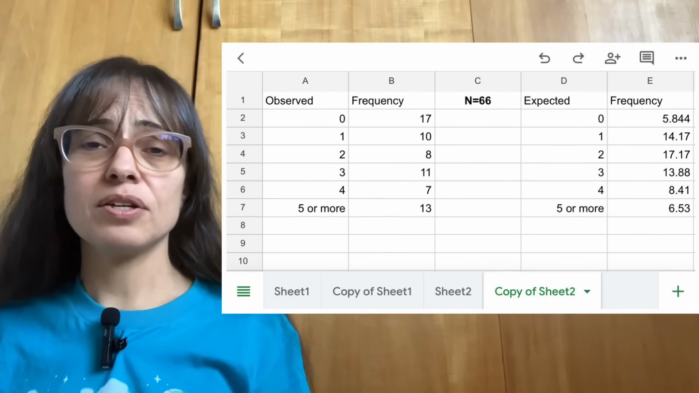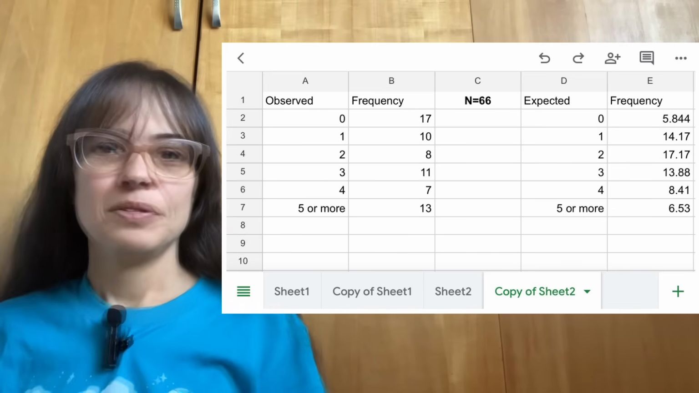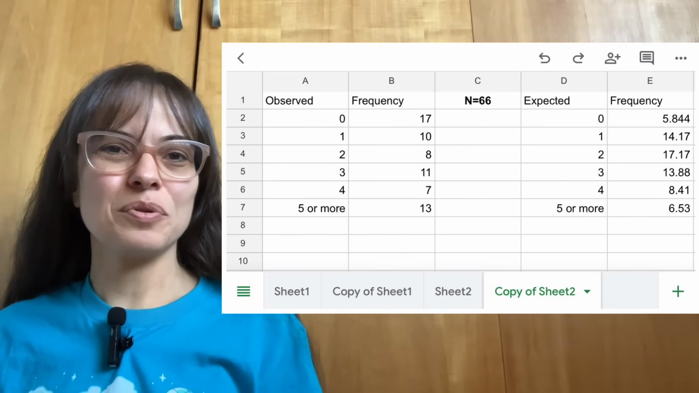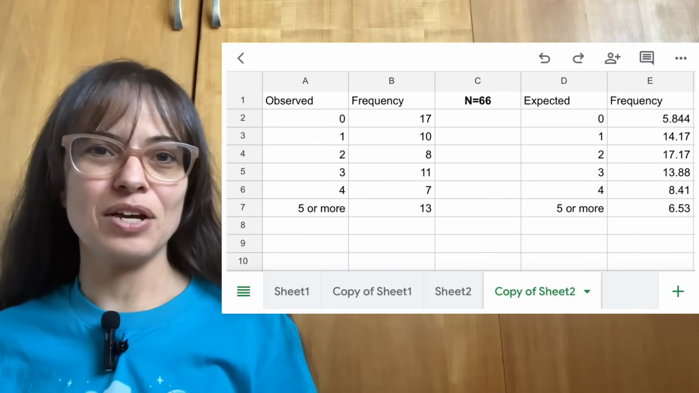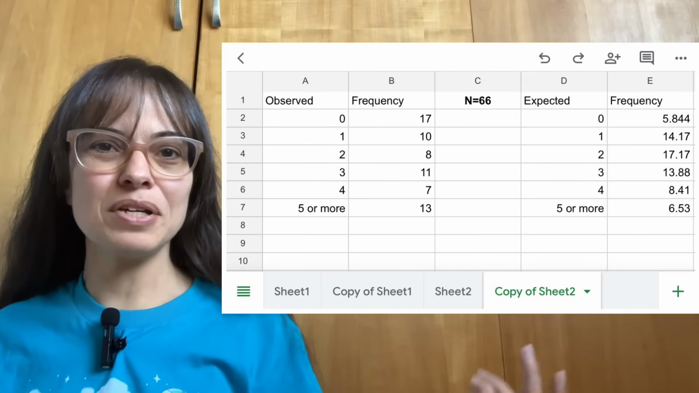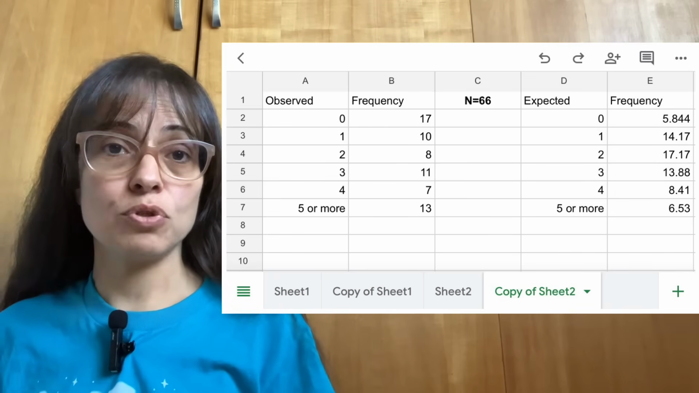I did combine the categories for a large number of phone calls, right? But that is fine. By the same argument where I feel like 0 and 1 are very different, I don't think 7 and 8 are different at all. That's just a very big number of phone calls, so it's okay for me to have those categories put together.